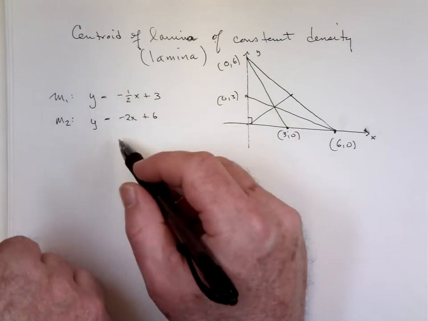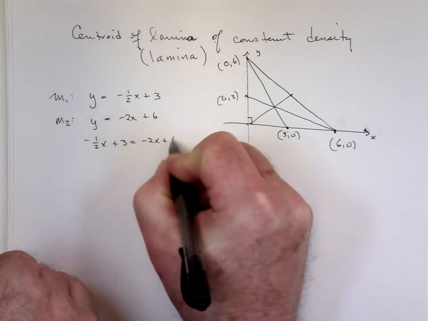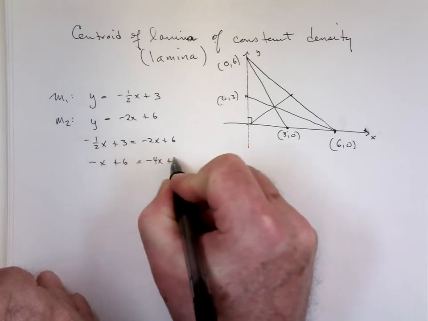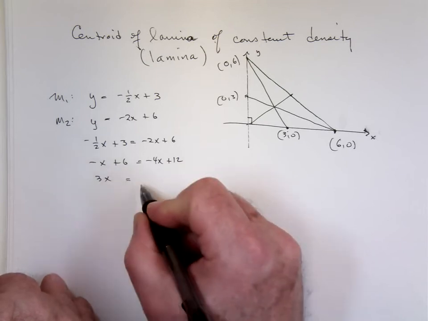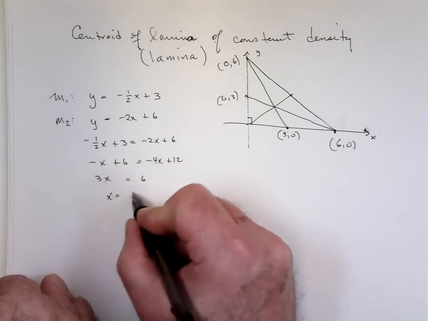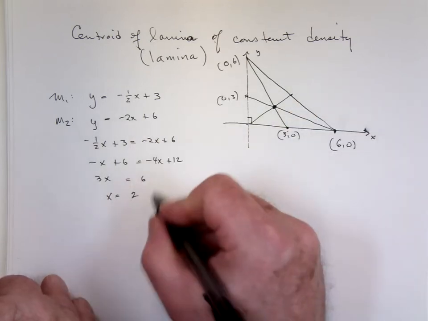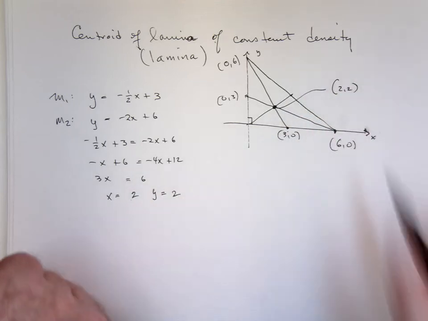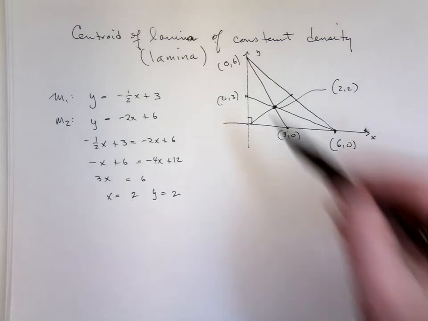Set the two equal. Multiply by 2. Add 4x, subtract the 6. X is equal to 2. And if x is 2, y is equal to 2. We get the point 2, 2. It's a fact that in any triangle, the medians intersect at a point 2/3 the distance from the vertex to the opposite side. So 2, 2 would be correct, okay? 2, 2 is 2/3 the distance.